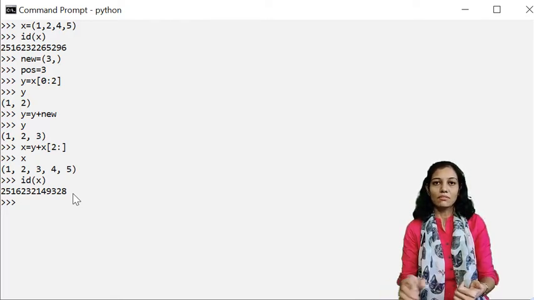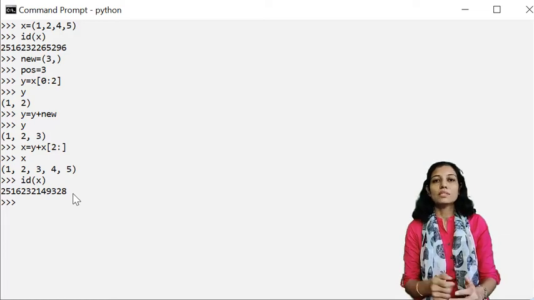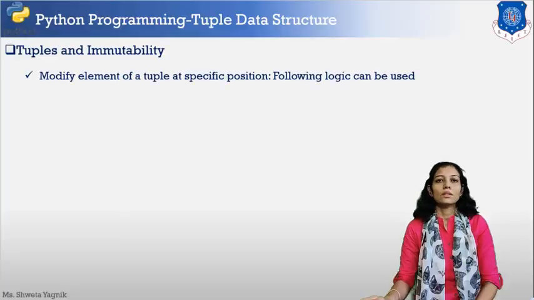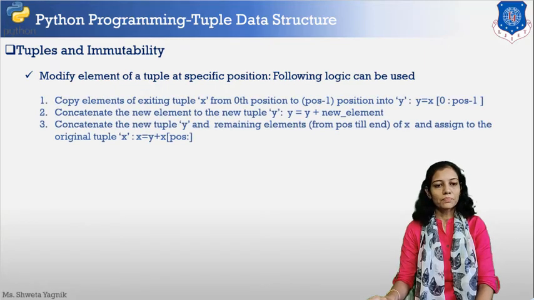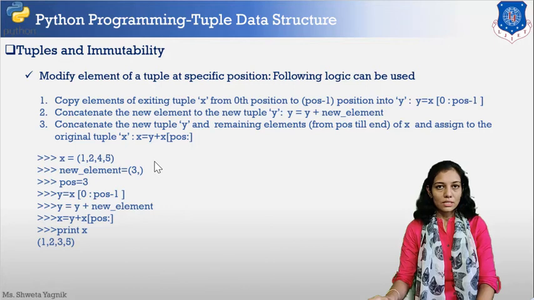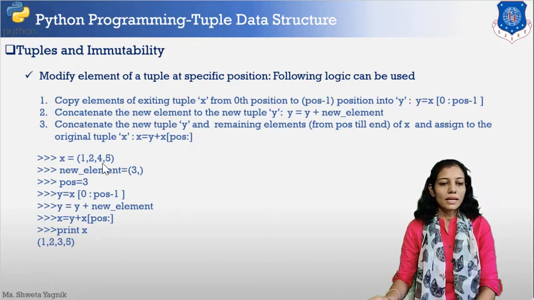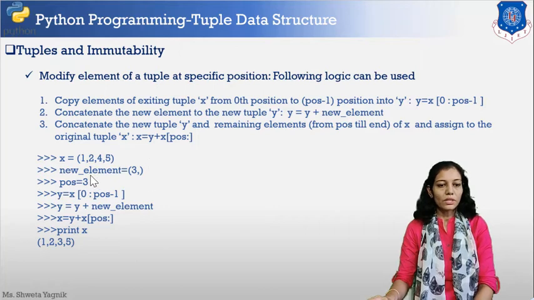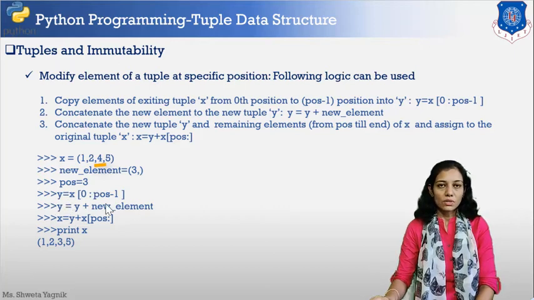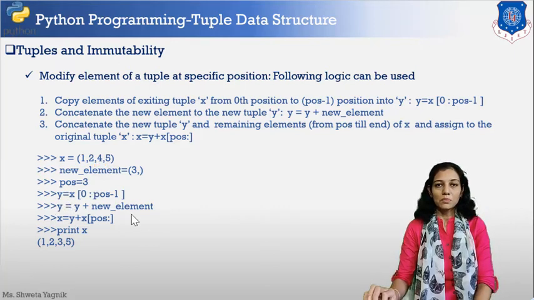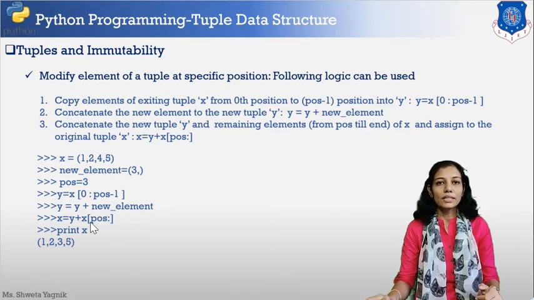Here we have explored how to add a new element. Now we will see how to modify an element. In order to modify an existing element of a tuple, we are going to follow these steps, which are quite similar to our previous logic. So directly we are going to see this code, that x is having values 1, 2, 4 and 5. New element tuple is 3. Position 3, that means we want to modify element number 3, right? So we will extract the elements, then concatenate the temporary tuple, and then we will concatenate into x.